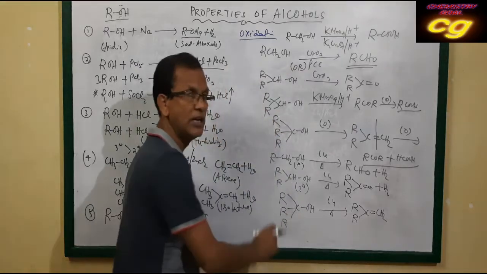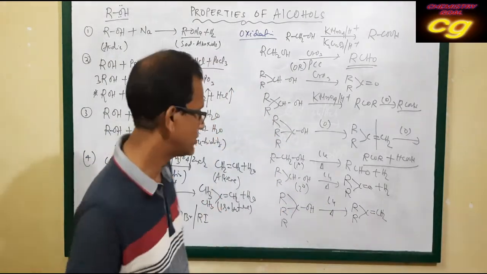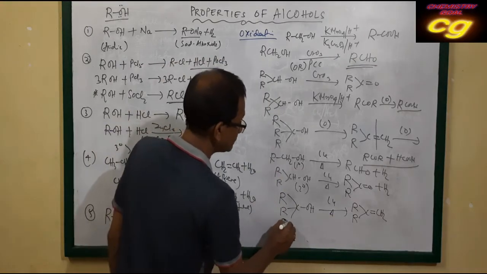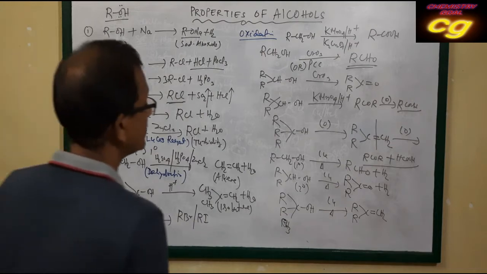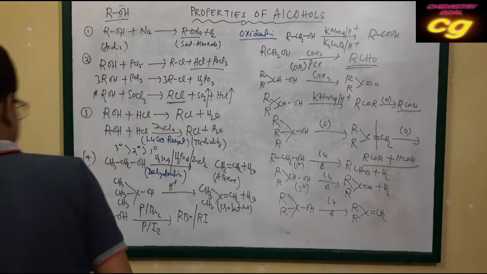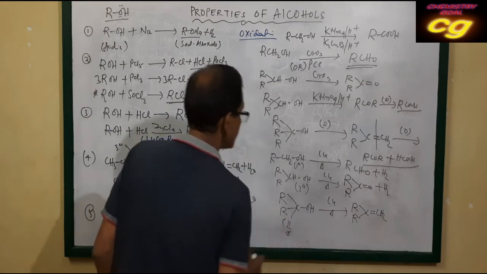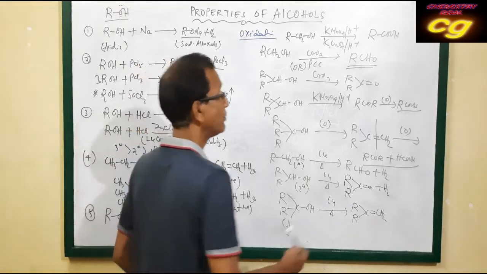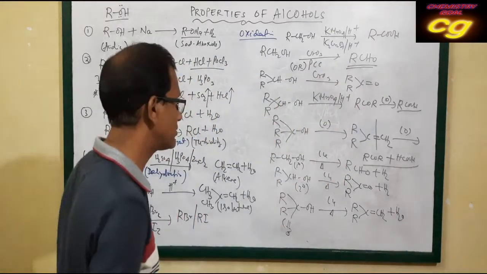If R is a methyl group, we have written it like this: R-CH2-CH2-OH. Suppose it is methyl. To understand the reaction, you can write this one. If it is methyl, the result will be alkene plus water. And this is called dehydration.